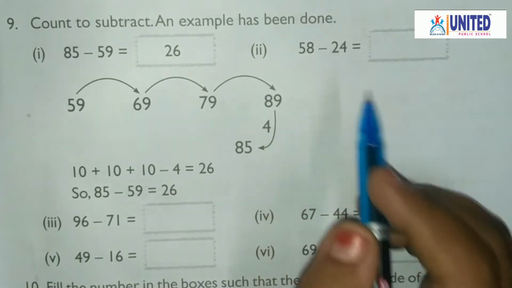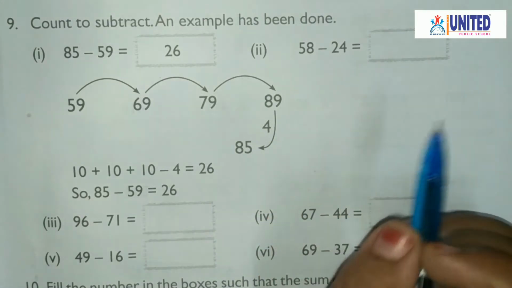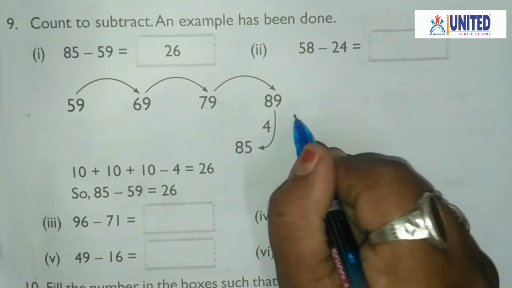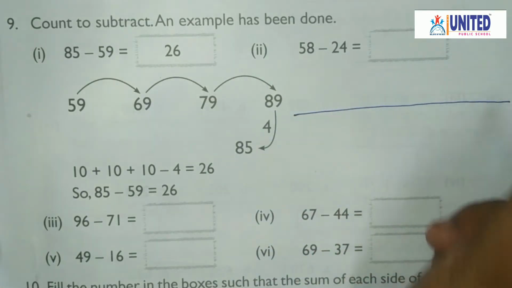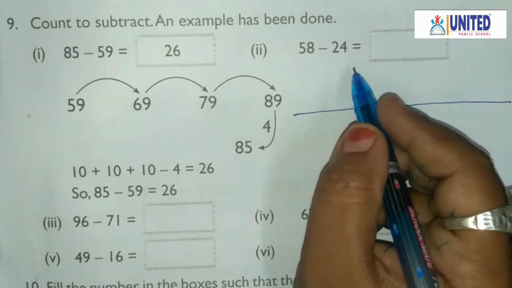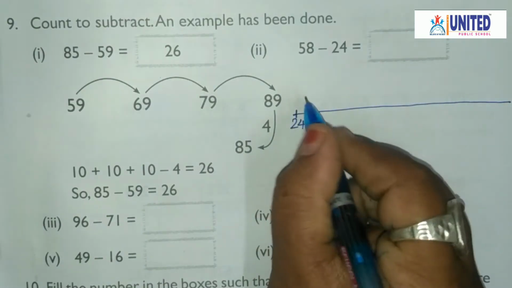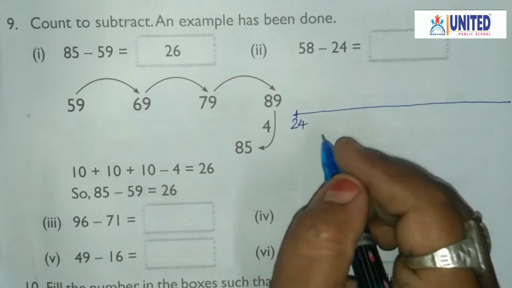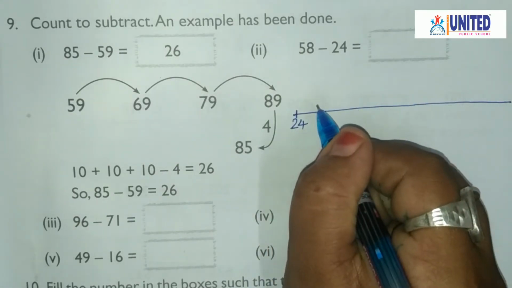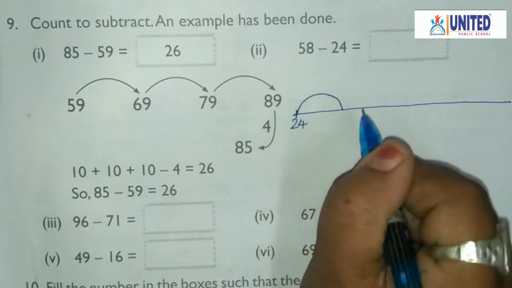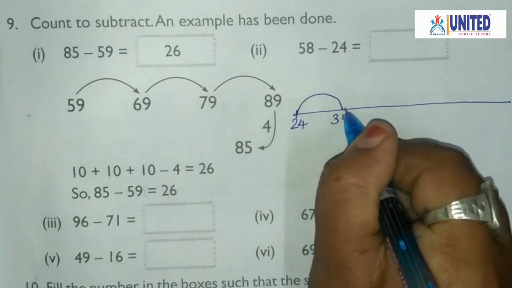58 minus 24 is equal to dash. So first of all, we draw a straight line. Now we take the first number, the smaller number, that is 24. Now we can go up to 58. Okay, so we can add 10. So 24 plus 10 is 34.